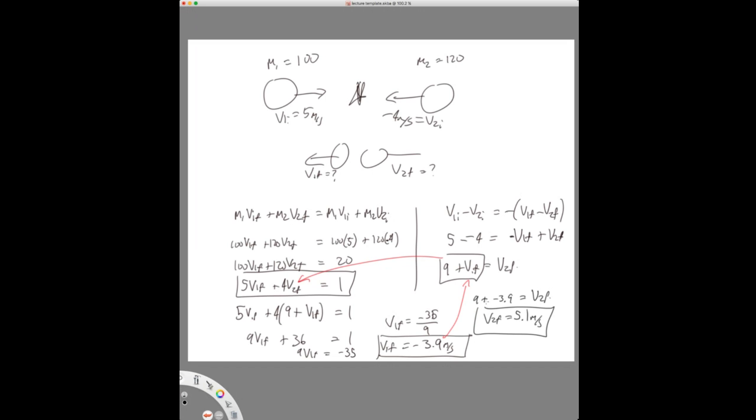So what happens in this bubble soccer match is this one that's moving at 5 bounces back at a speed of minus 3.9. The one that's moving minus 4, it's going to bounce forward at a speed of 5.1. Now, the difference between these two is still 9 meters per second. The one that was moving in the positive direction now moves in the negative direction, and the one that was moving in the negative direction now moves in the positive direction. That's basically the reason for the minus sign in this equation. All right, so that is an example of how we will solve elastic collisions.